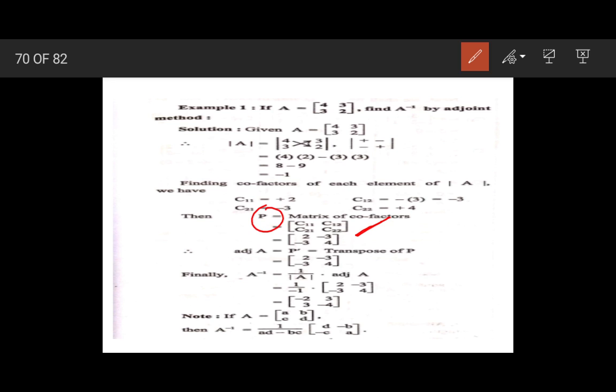Okay. Then in next step we have to find the adjoint of matrix A, and adjoint is P dash, means transpose of P. Transpose of P means first row of P will be first column of P dash. So first row of P is 2, -3. So first column is 2, -3. Second row is -3, 4. So second column will be -3, 4.